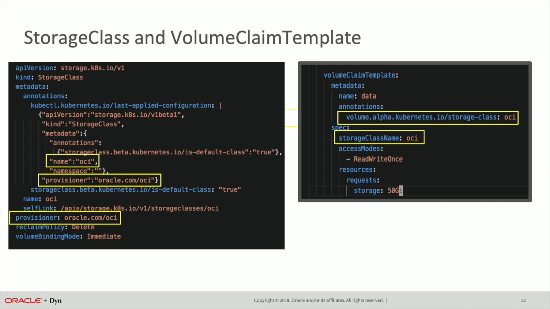So, storage class and volume claim template. In this example, we have a storage class definition. It's a bit busy, but the name is OCI, the provisioner is oracle.com OCI, and it sets up block storage for you. Then within your volume claim template, which is in your stateful set definition, you have an annotation that says what my volume is. I want to use OCI, storage class name OCI, and I want 50 gigs of it. So automatically, each one of those pods that comes up within the stateful set is going to create a volume claim for that and a volume for it.